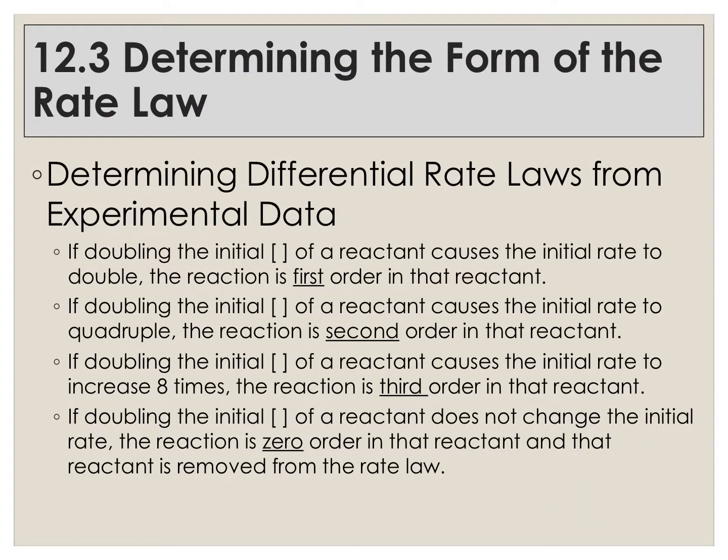So for differential rate laws, we said it was changing the concentration. What was the effect of concentration on rate? In order to determine this, we're going to do experiments in which we hold some concentrations constant and change others, and look at the effect on rate. If doubling the concentration of a reactant doubles the rate, then it's first order, because there is a direct relationship.